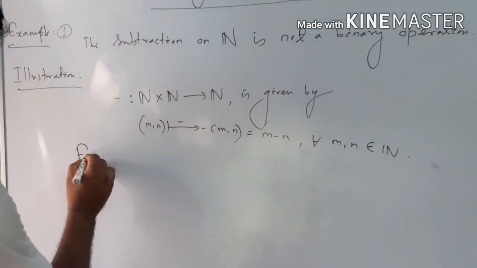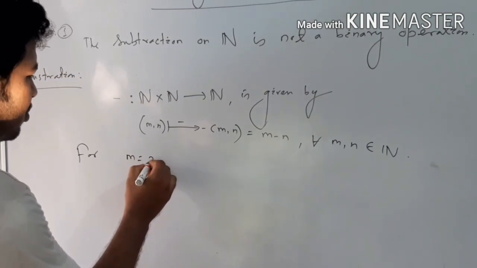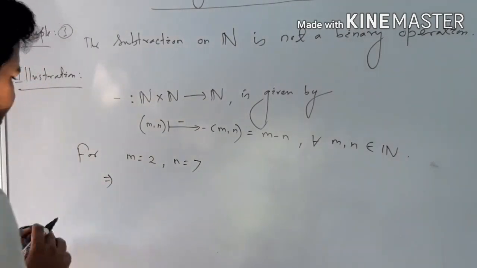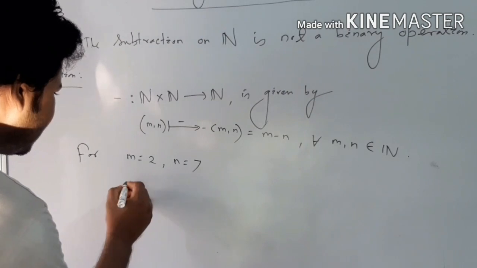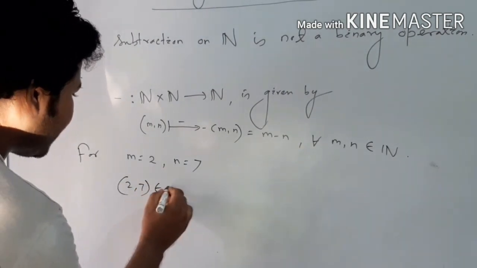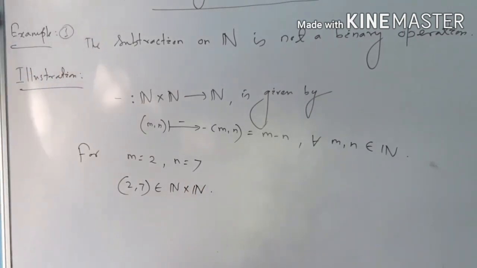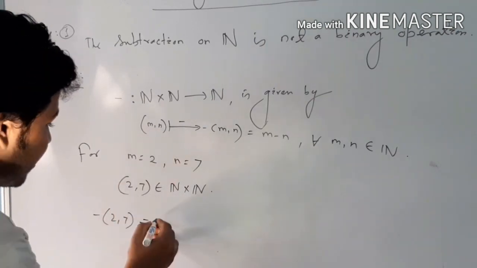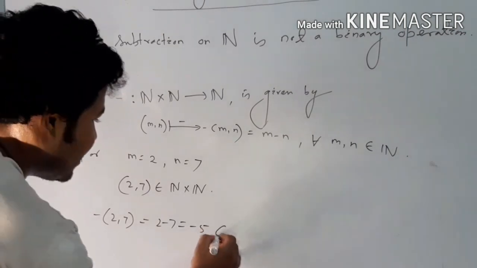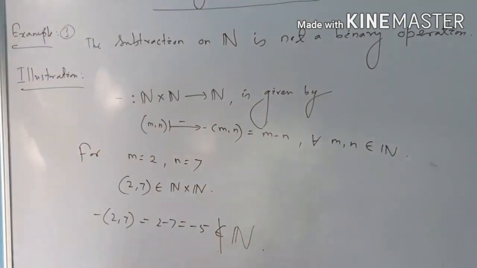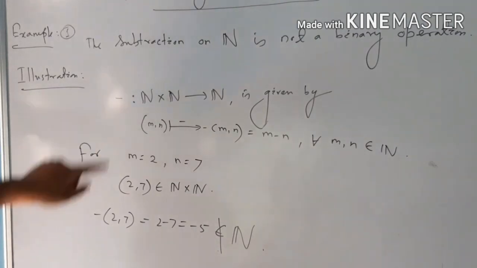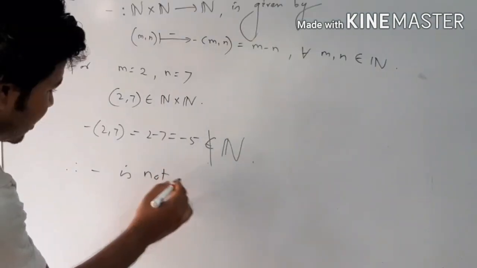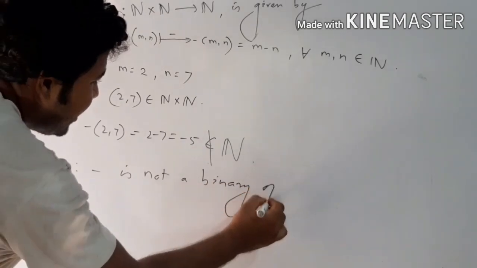If I take m equal to 2 and n equal to 7, then it is easy to see that (2, 7) belongs to N cross N. So now I will see the subtraction 2 minus 7 with this definition, which is equal to minus 5, but this does not belong to N. So therefore, this subtraction is not a function on N. Therefore, subtraction is not a binary operation on N.